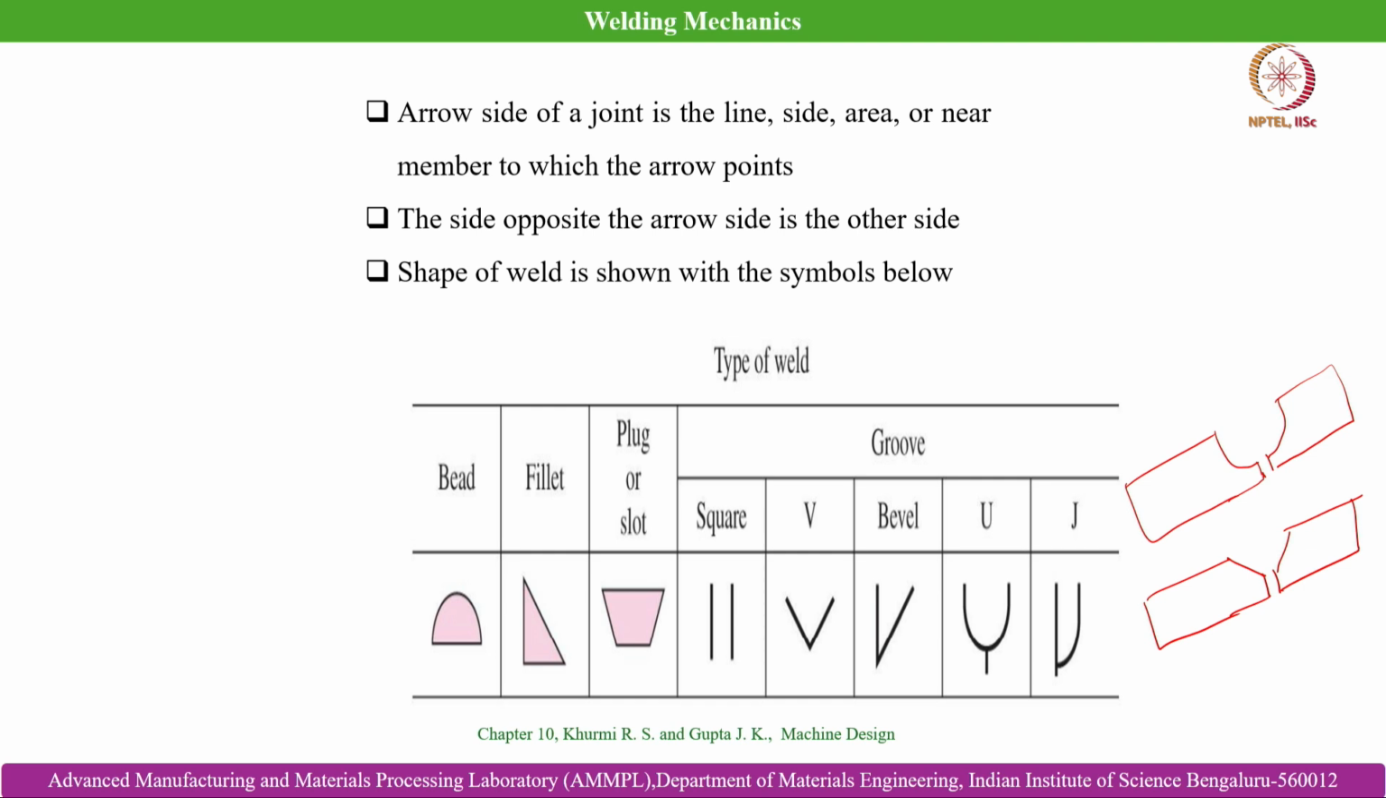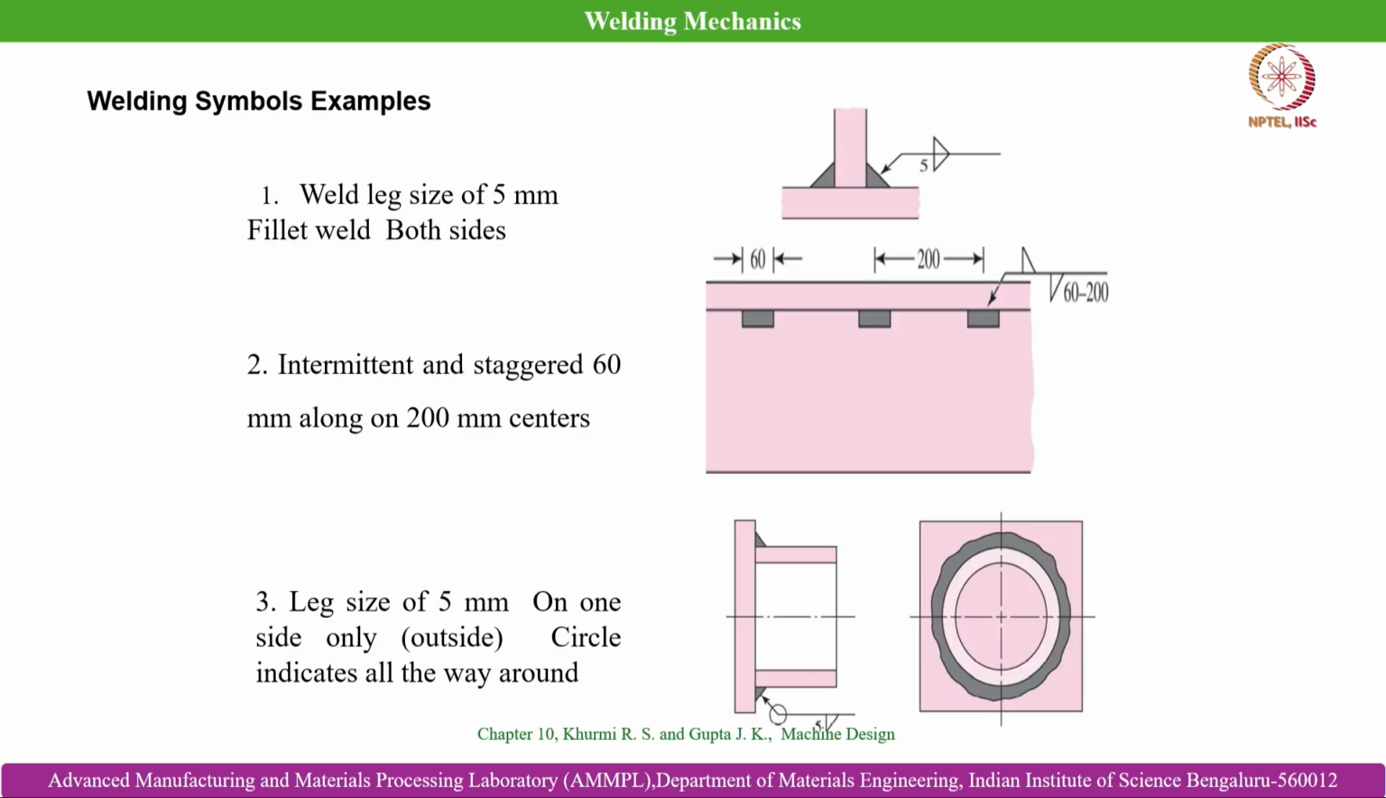So, it depends on the joint architecture needed for that particular application, and also on the joint strength, the availability of space, and the size of the parent metal or the work pieces that we are trying to join by the welding route. So, it depends on many of these factors. Okay, so here you can see the welding symbol examples.